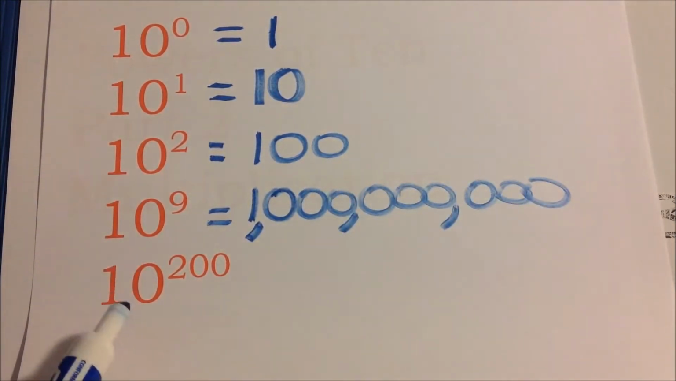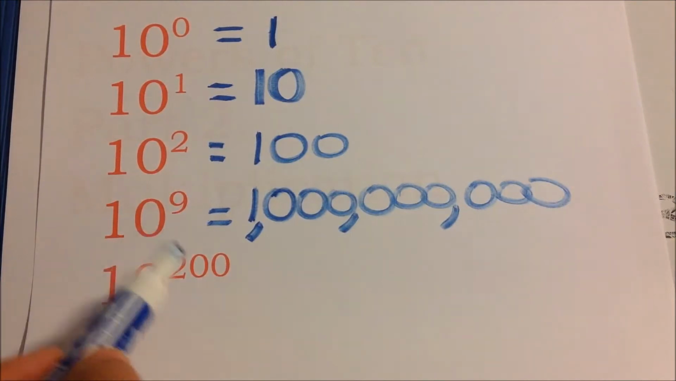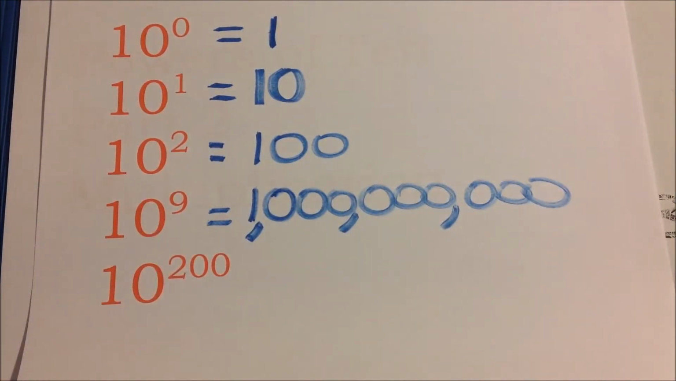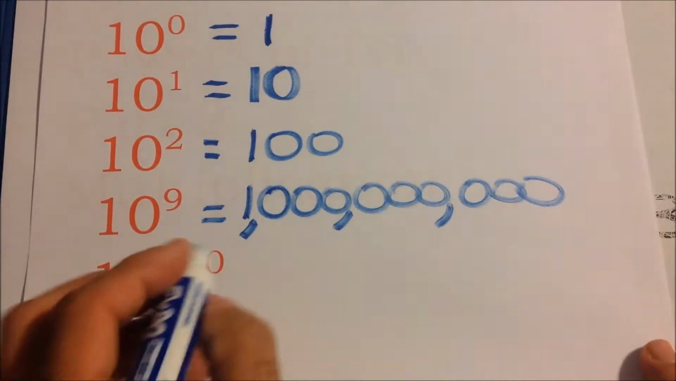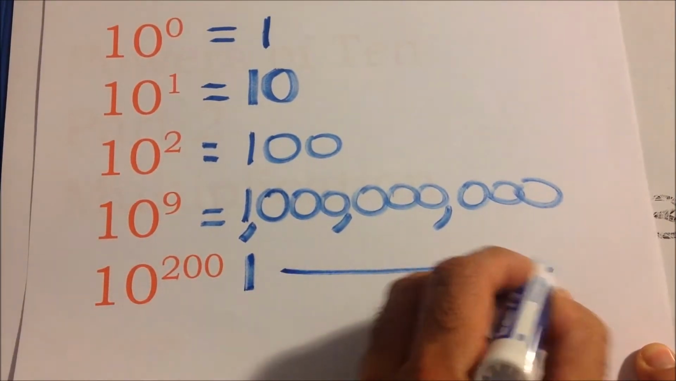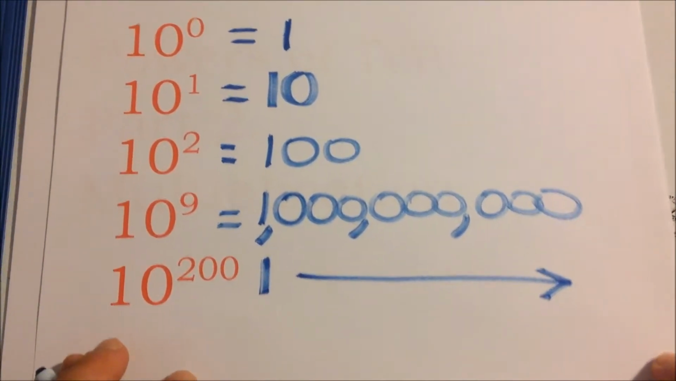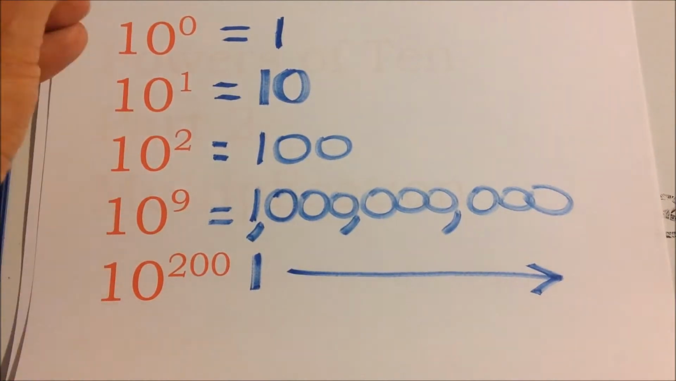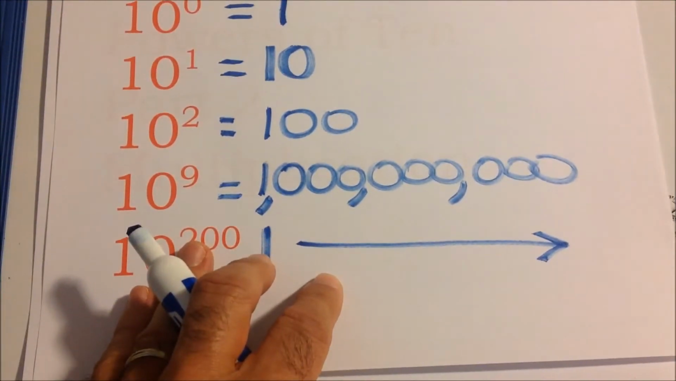And what about this one? How many zeros should we have with 10 to the 200th power? 200 zeros. So you have a 1 and then 200 zeros, right? We'll go right off the page with that. So that's how we do powers of 10, with 10 as the base.